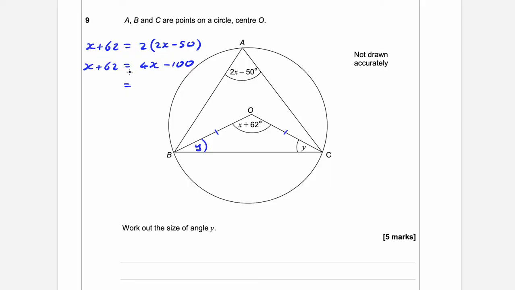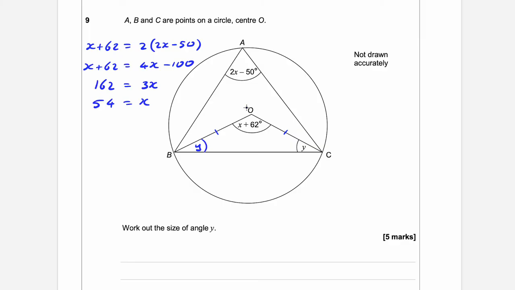And let's bring the x's over here. So 4x minus x is 3x. And let's bring the 100 over here. That's 162. Divide by 3. You can use your calculator if you need here, guys. I'm going to just do it in my head. It's 54. Okay, so x is 54.